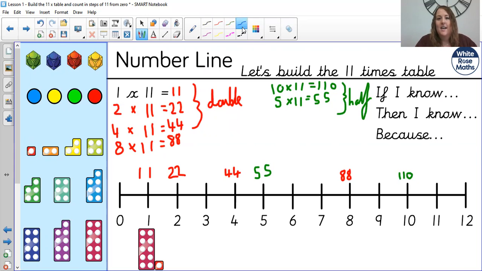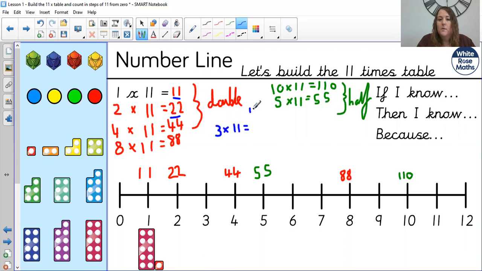Okay, another colour then. So I've done my doubling first of all the way up through, and I've done my 10 and my 5. So now I'm going to go to my 3. But I need to work out how I know 3 first of all. So if I know 1 times 11 is 11 and 2 times 11 is 22, I know 3 times 11 because I can add those answers together.